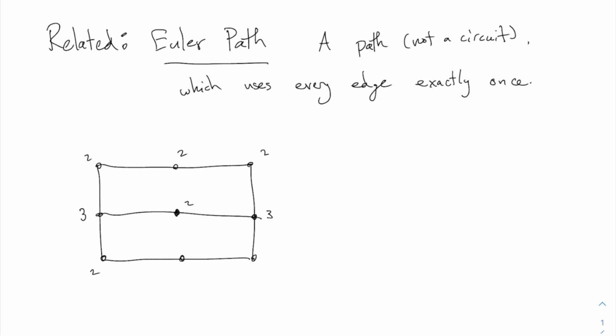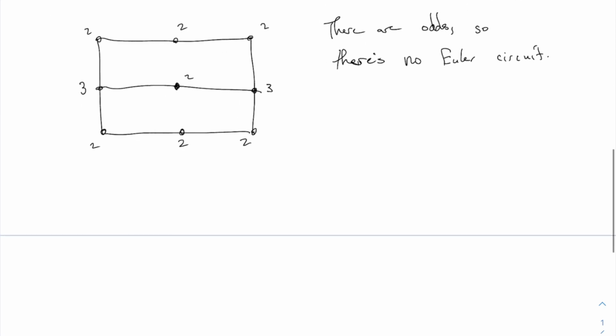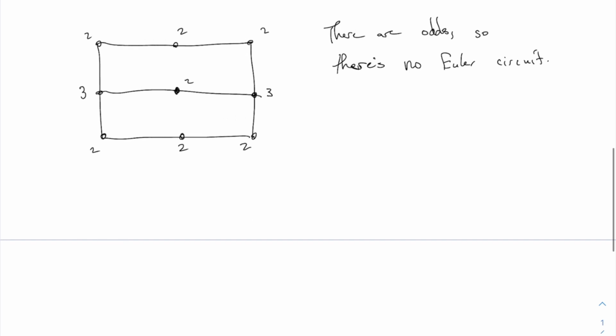But that doesn't matter. As far as whether there's an Euler circuit or not, I'm going to say there are some odds. So there's no Euler circuit. An Euler circuit requires everything to be even. So there are odds, so there's no Euler circuit. But actually, in this example, there is an Euler path. It is possible to make a path in there which covers every edge, although it's going to start and end at 2 different points. Check it out.